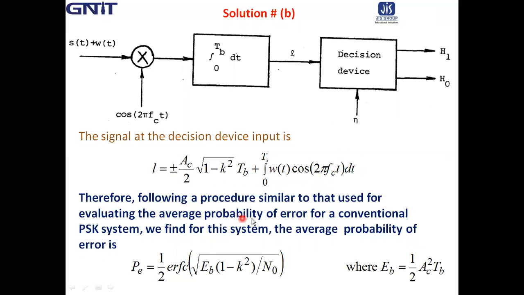So therefore, following a procedure similar to that used for evaluating the average probability of error for a conventional PSK system, we find for this system the average probability of error is PE equal to half ERFC of square root of EB into 1 minus K square by N0, where EB equal to half AC square into TB. So in this way you can solve this type of problem.